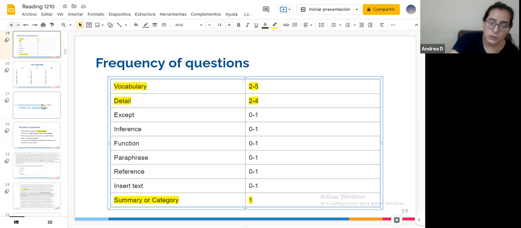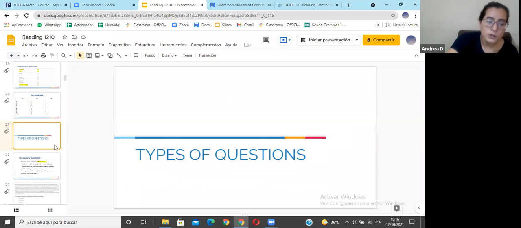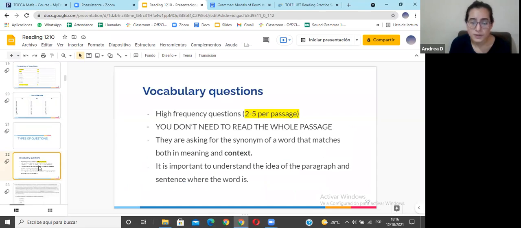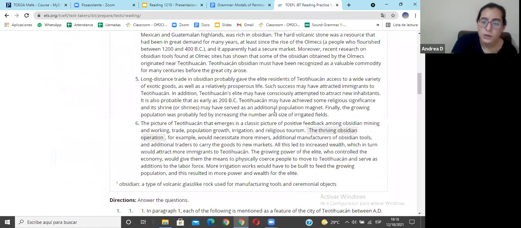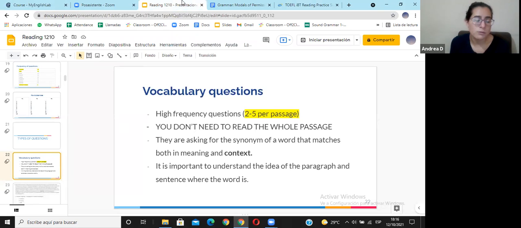So any questions before we do that? Okay. One more thing: in order to do that, we're going to be looking at some examples, using this reading set that is offered by the official ETS website. So it should be pretty similar to what you will find in the actual test. It's officially offered by the ETS, so it should be close to what you will find in the reading section, so that we have an idea of how it works.